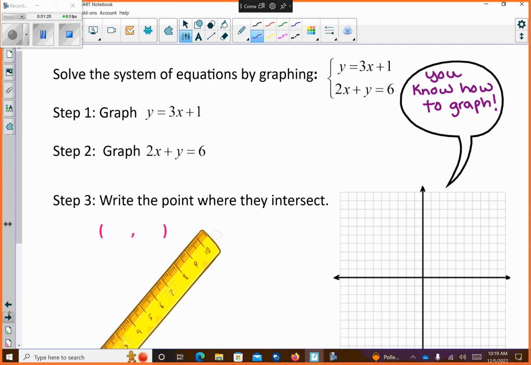At the very top of your page on page 197, we want to graph this. Friends, what is my y-intercept of that line? 1, so (0, 1) is right here. And what is the slope of that line? 3 over 1. So from this point, I'm going to go up 1, 2, 3, right 1. I'm then going to use my straight edge and draw my line the best I can.